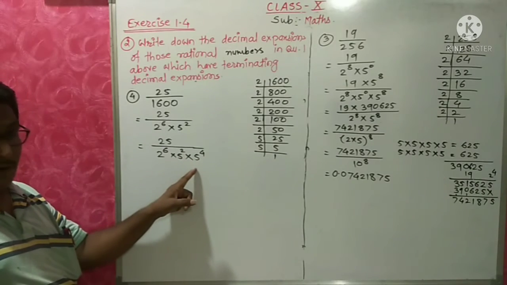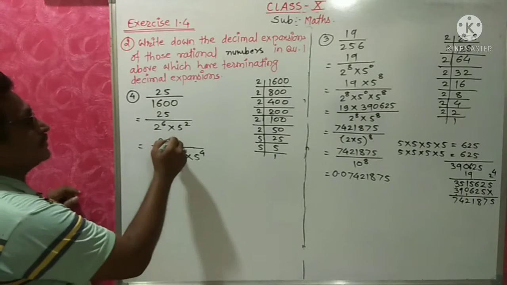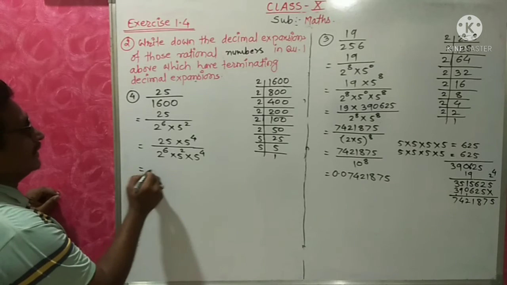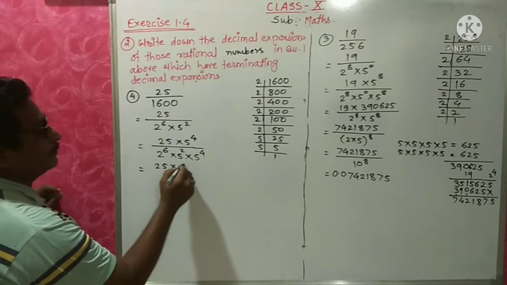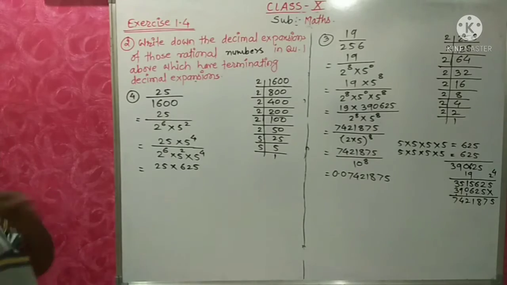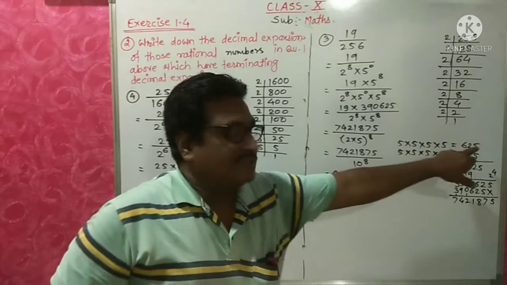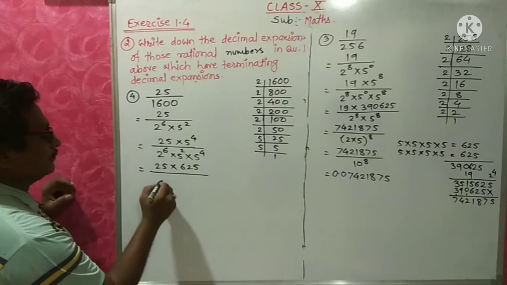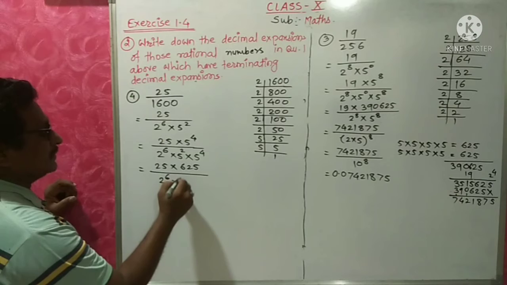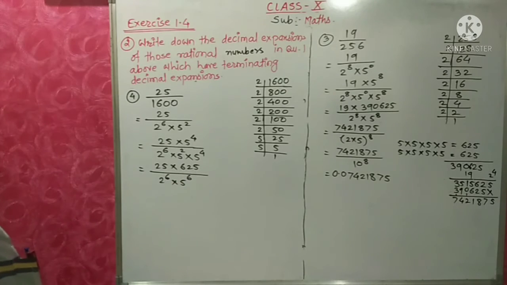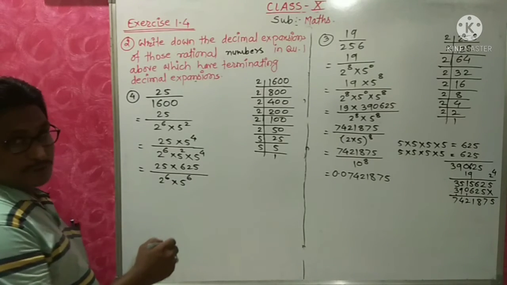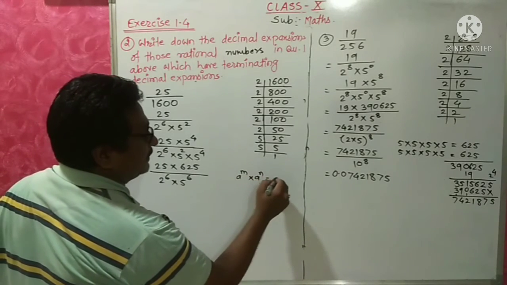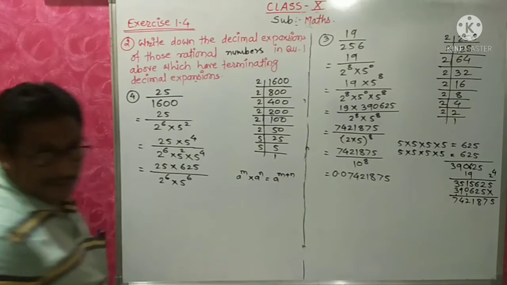So which number did we add? 5 raised to the power 4. So the same number we have to multiply in the numerator also. So what will we get? 25 into 625. 5 to the power 4 means 625. Now here 2 raised to the power 6 into 5 raised to the power 6. According to which law? A raised to the power m into a raised to the power n is a raised to the power m plus n.